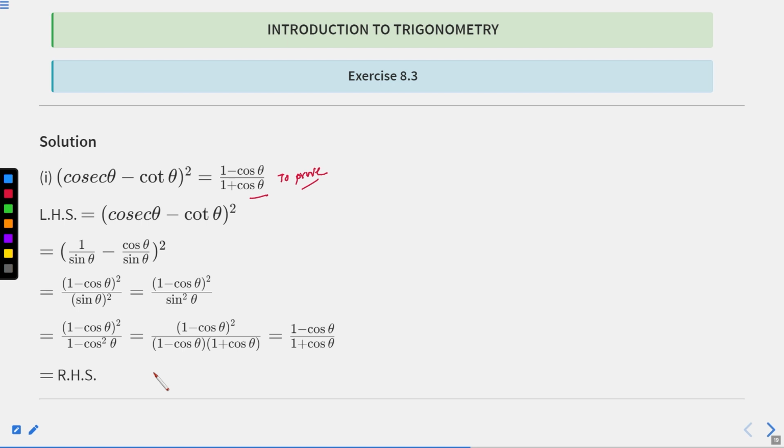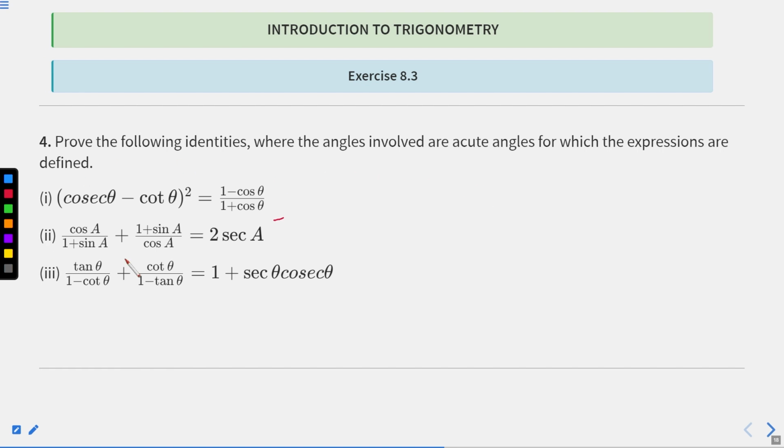Since a square minus b square is equal to a plus b into a minus b, here you can write 1 minus cos square theta as (1 minus cos theta) into (1 plus cos theta). So (1 minus cos theta) whole square is divided by (1 minus cos theta) into (1 plus cos theta), and here 1 minus cos theta will cancel, and this is equal to (1 minus cos theta) by (1 plus cos theta). This is the right hand side. So left hand side is equal to right hand side, hence proved.